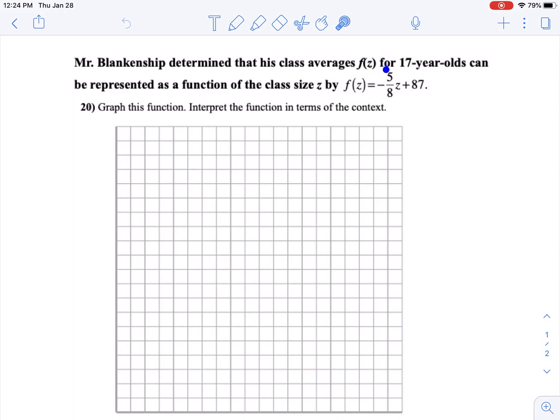f of z equals negative 5/8 z plus 87. We're going to graph this function and interpret it in terms of context. Okay, we're going to make a table. I'm going to go z and f of z.